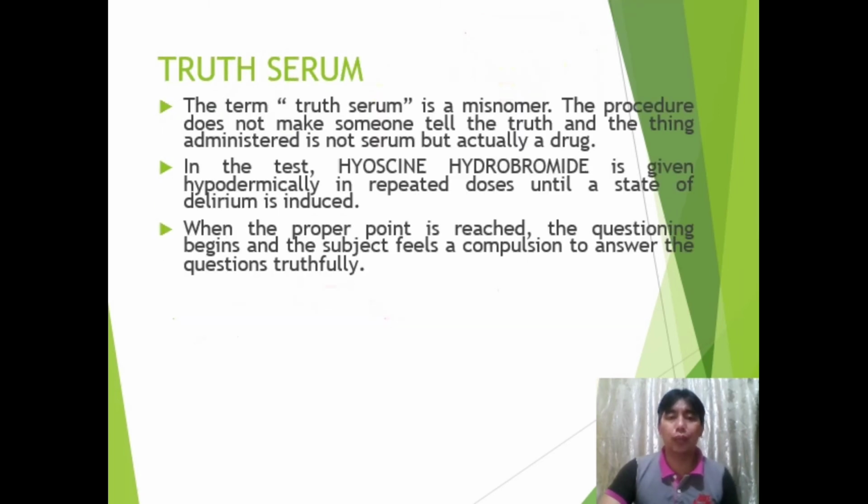So we have this, the truth serum. This is what I've already been mentioning a while ago. So remember this. This is a favorite question. What kind of drug is being used in truth serum? It is hyoscine hydrobromide that will inhibit, meaning it will make you forget who you are, and then they will begin to ask questions.